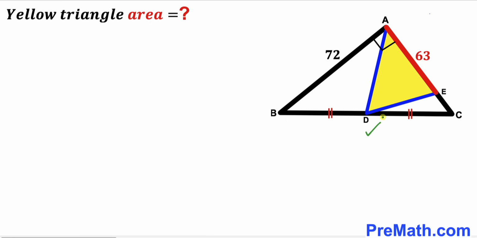In this video, we have got this right triangle ABC along with this median AD, as you can see in this given diagram, such that this segment BD equals this segment CD, and moreover we got this segment DE, and as a result we end up with this yellow shaded triangle ADE. Furthermore, this side AB length is 72 units, whereas this segment AE length is 63 units. And bear in mind that this angle is our 90 degrees angle. And now our task is to calculate the area of this yellow shaded triangle ADE.